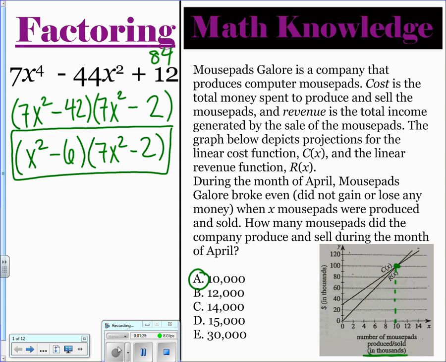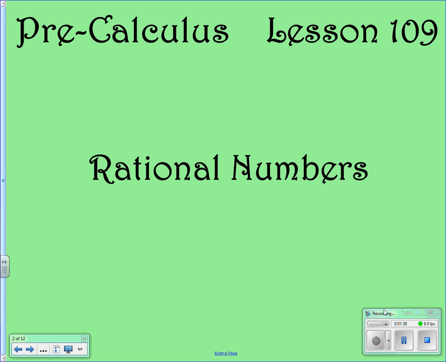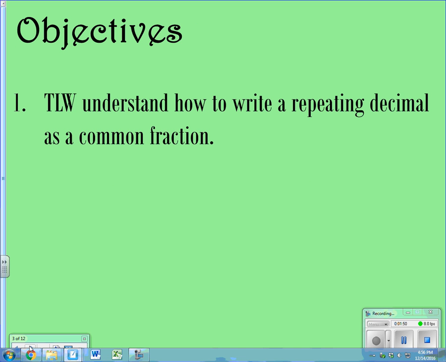Okay, so we are looking at lesson 109 today. We're going to be looking at rational numbers. And so if you look in the book at how they do this lesson, they are going to use infinite geometric series to find rational numbers, but we're actually going to do it a little bit differently from that. Okay? So hopefully you'll understand how to write a repeating decimal as a common fraction after this lesson.